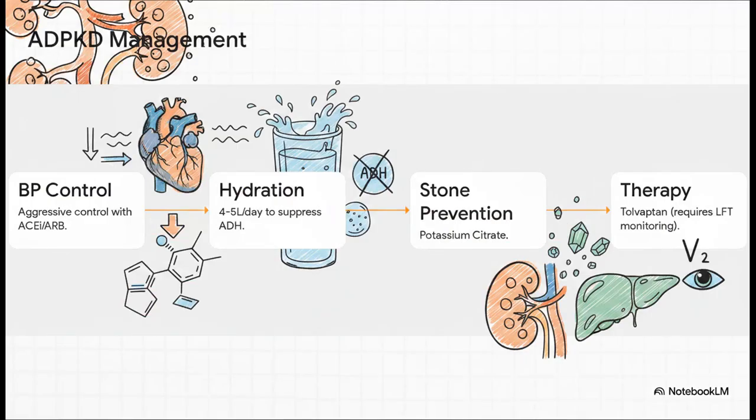So, how do we fight back? There are 4 main pillars of management. First, and arguably most important, is aggressive blood pressure control, usually with an ACE inhibitor or an ARB. Second, you push fluids, and I mean a lot, like 4 to 5 liters a day. The goal here is to suppress vasopressin, or ADH, a hormone that's a major driver of cyst growth. Third, to prevent those uric acid stones, we use potassium citrate. And finally, we have our targeted therapy, tolvaptan. It's a V2 receptor antagonist that can slow disease progression, but it comes with the risk of liver toxicity, so you have to monitor liver function tests very closely.